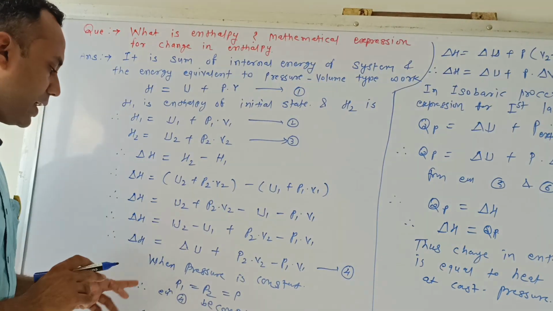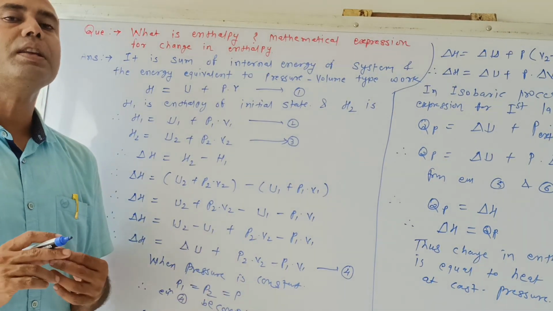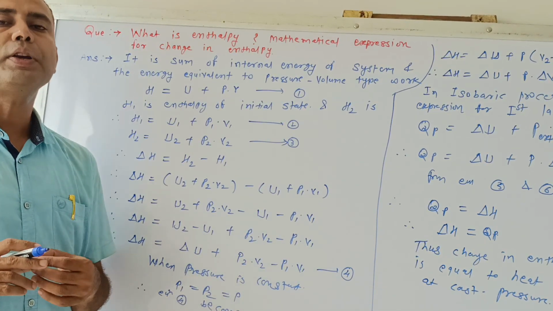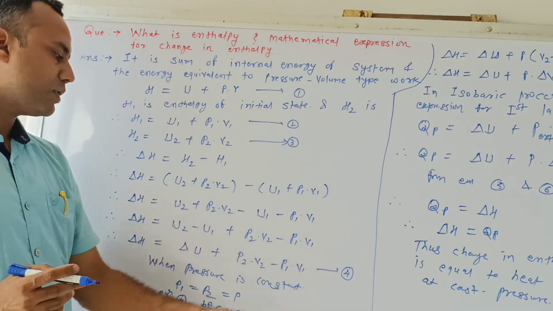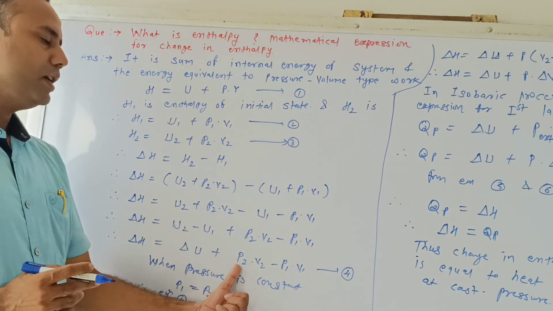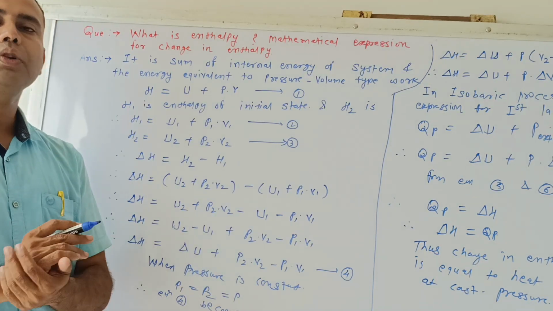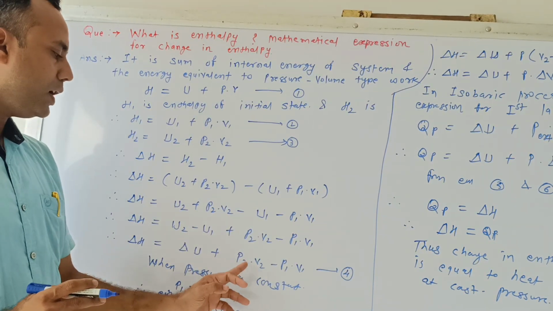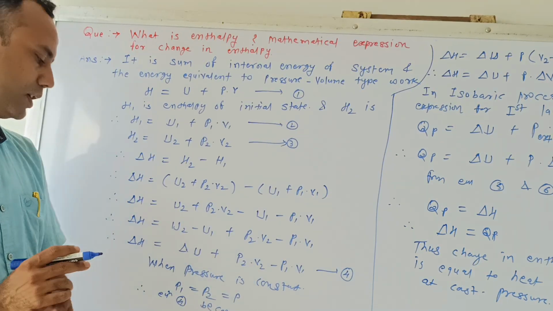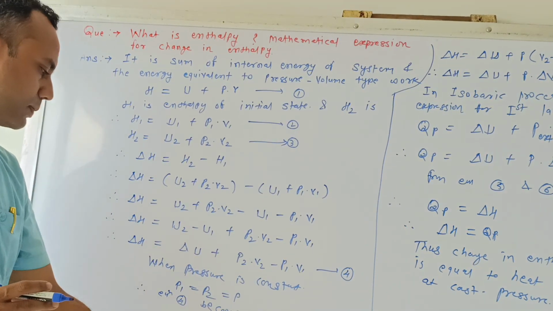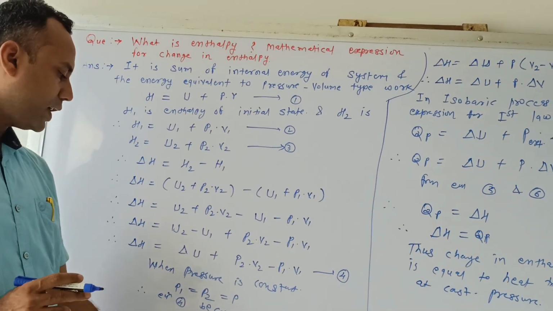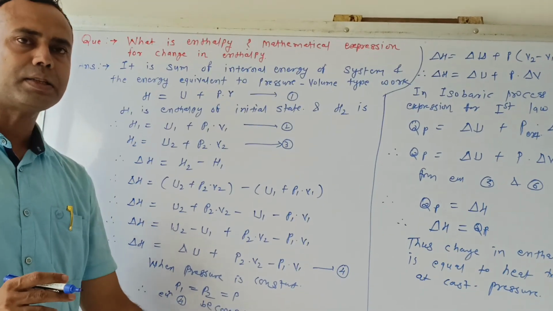Clear? After that, when pressure is constant, P1 is equal to P2 is equal to P, because pressure is constant. Means P1 and P2 are replaced by P. Therefore equation 4 becomes delta H as it is, delta U as it is, plus, in place of P2 and P1, we place P. It becomes P into V2 minus P into V1. Clear? Now delta H is equal to delta U plus P is common here. It is taken outside the bracket. That's why delta H is equal to delta U plus P into V2 minus V1.